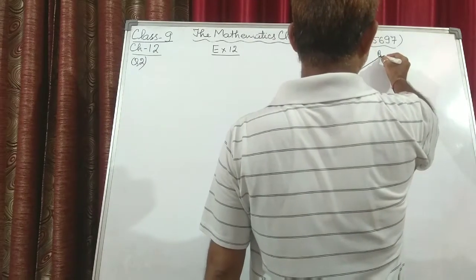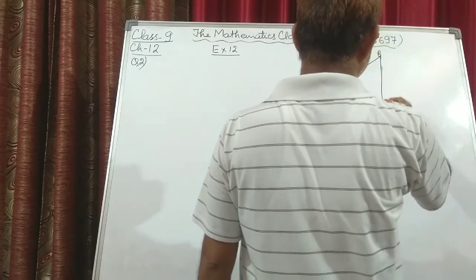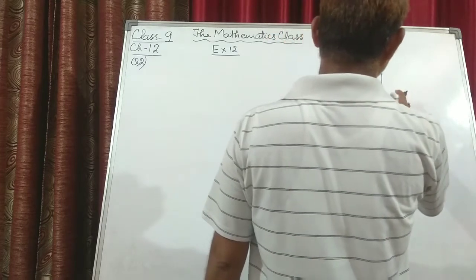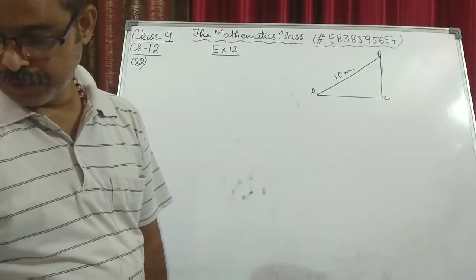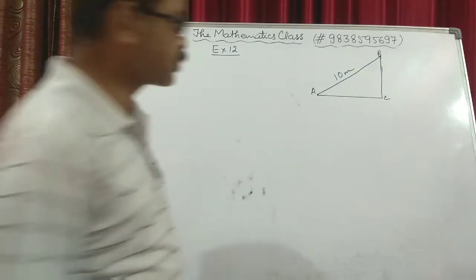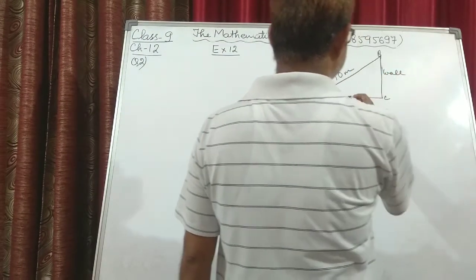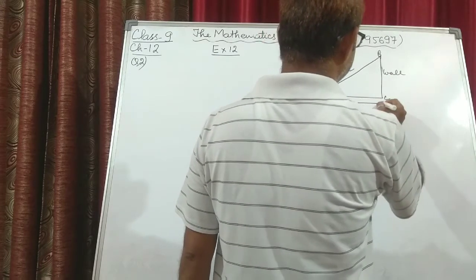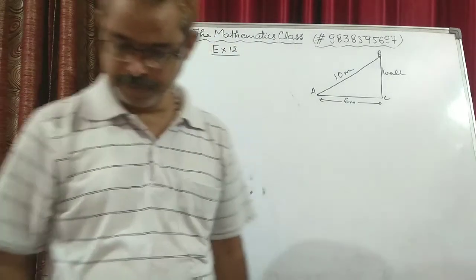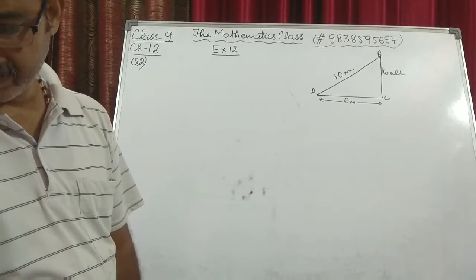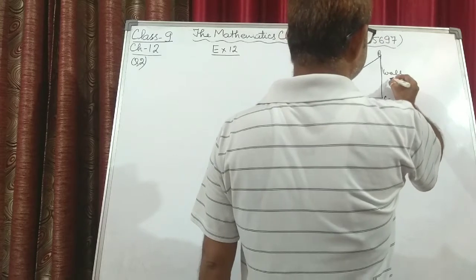So somewhere here a vertical wall has to be something like this. Since it is a vertical wall, it has to be perpendicular. Let us name it as point C. They say that the foot is 6 meters away from the base of the wall. This is the base of the wall. This is the wall and the foot of the ladder is 6 meters away from the wall. Find the height of the point on the wall where the top of the ladder reaches. Means you have to find this length BC.